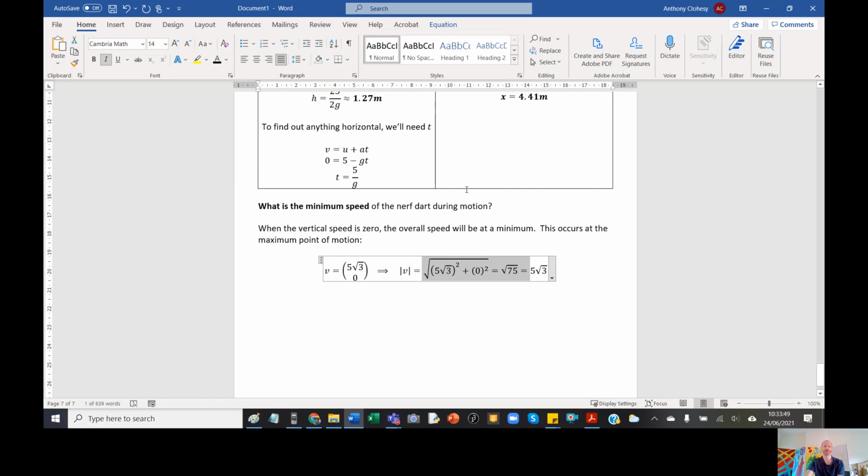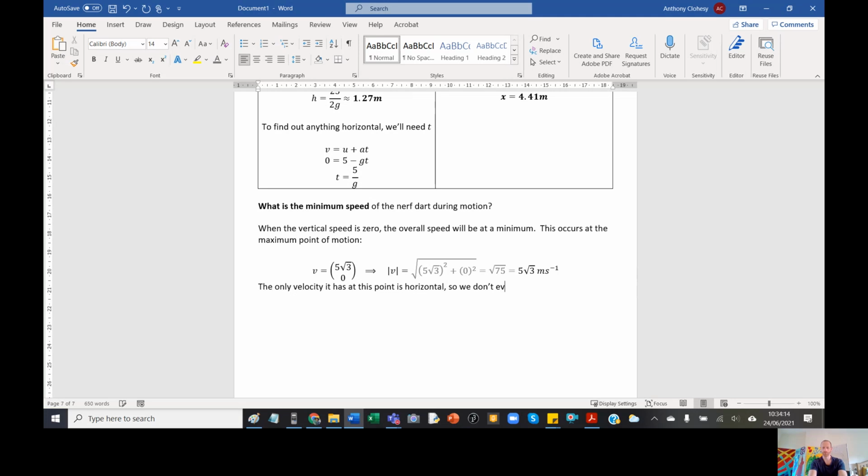Most of this becomes effectively irrelevant, because what you're saying is, what's the size of this vector if it's traveling at 5√3 meters per second horizontally, and that's it? Well, obviously 5√3 meters per second. It doesn't have any vertical velocity, so the only velocity it has is horizontal. Sorry, Pythagoras, we don't need you for this one. We can do it all on our own. So there we go.